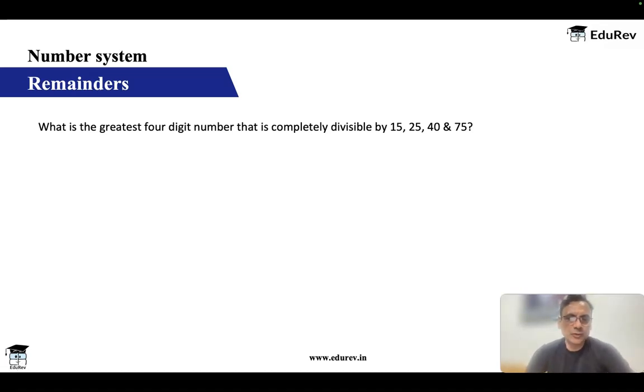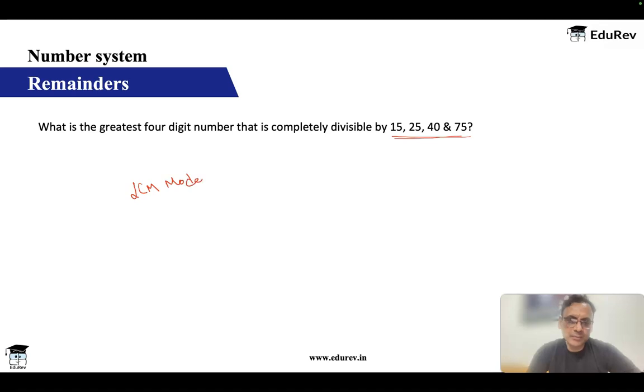What is the greatest 4-digit number that is completely divisible by 15, 25, 40 and 75? What will you do here? There is no remainder left. So this is LCM model. We can say this is LCM model 1.